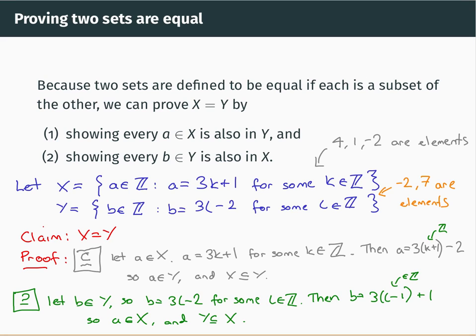Now we've finished our two-step procedure. We've shown that X is a subset of Y and Y is a subset of X, and therefore that X is equal to Y according to our definition of set equality. So this is the standard method of doing proofs of equalities of sets. We call this proof by double inclusion, because inclusion is another word for something being a subset of something else. And we've proved two subset relations here, so we've done a double inclusion.